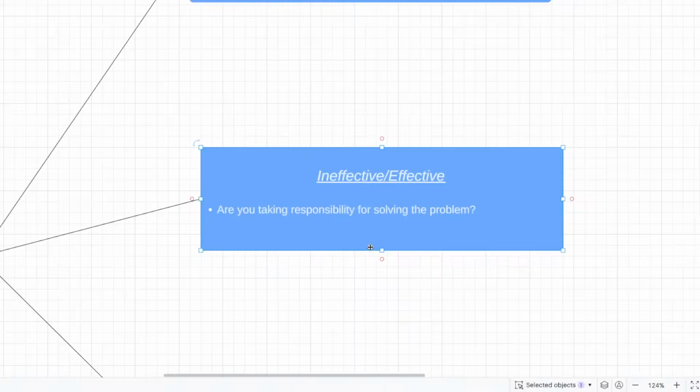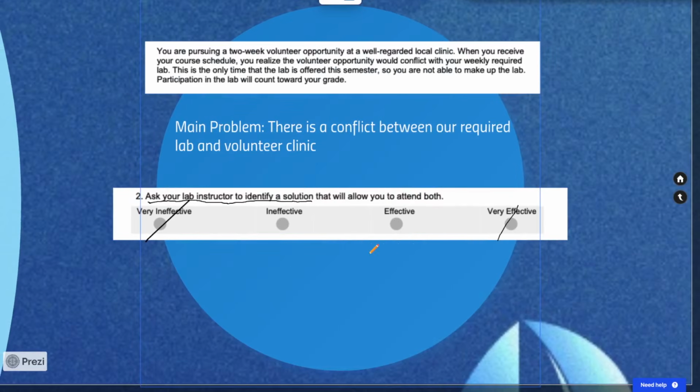The AAMC does not want you to pawn off your problems to other people. So for this reason, as we are asking your instructor to identify a solution, this will not be an effective response. It will actually be an ineffective response.